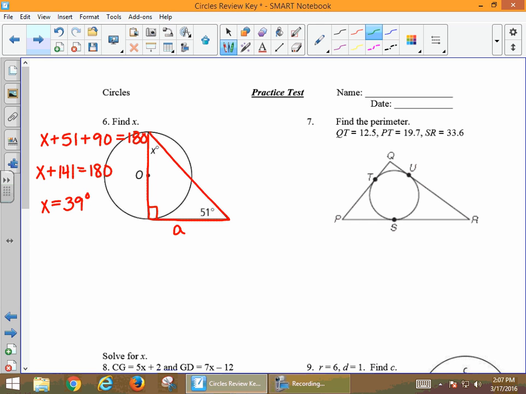Question 7, we want to find the perimeter. Perimeter is add up around the outside. I'm just going to add all of these values up. That is a circle inside of a triangle, and I know that there is a relationship to tangents. Any two tangents that intersect are equidistant from their points of tangency. So if QT is 12.5, then QU is also 12.5. If PT is 19.7, then PS is also 19.7. And if SR is 33.6, then UR is also 33.6.